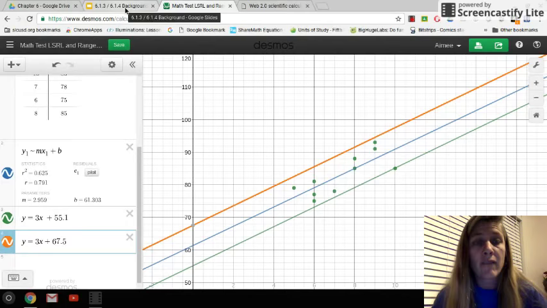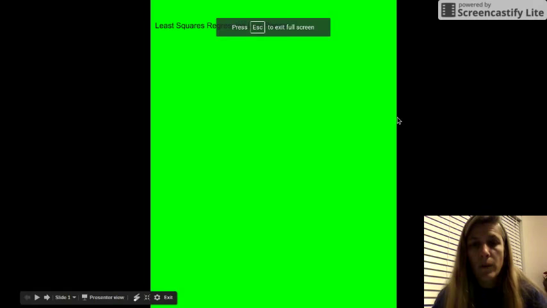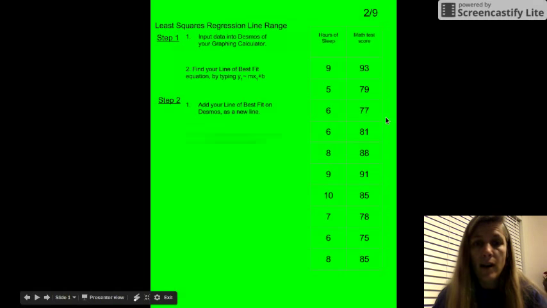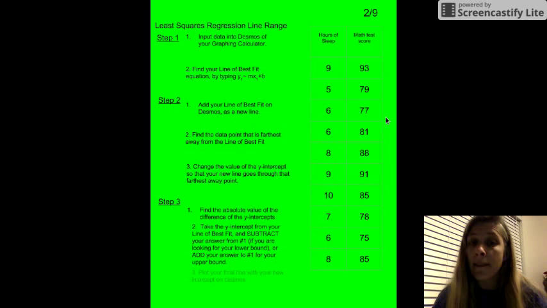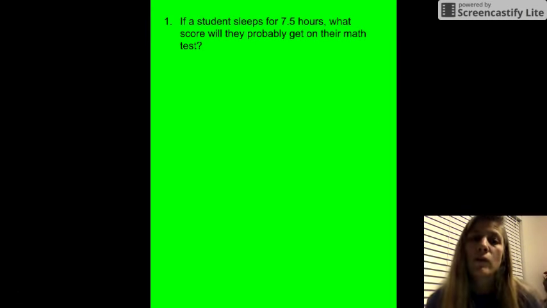We're going to go ahead and finish up by putting this information into an actual problem that we're going to solve. So once again, we've gone through all of these steps. Hopefully you have those written down. You're going to add them to your drive and your website. And here's our problem we're going to solve with this. If a student sleeps for 7.5 hours, what score will they probably get on their math test?